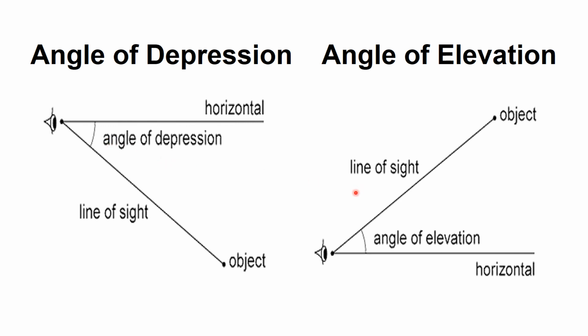Now, what is an angle of elevation? The angle of elevation is the angle from the horizontal up to the line of sight from the observer to an object above. As you can see in this illustration, the observer is looking at an object above. So he's looking up. This is the line of sight. This is the horizontal. The angle between those two lines is called the angle of elevation.